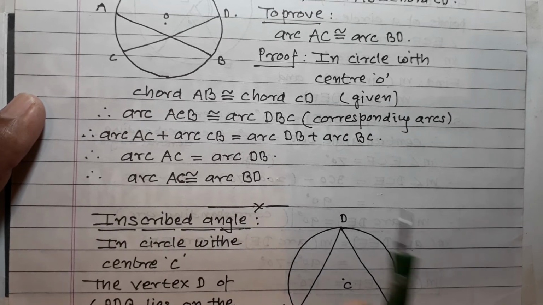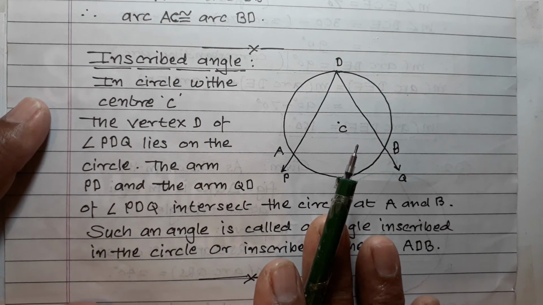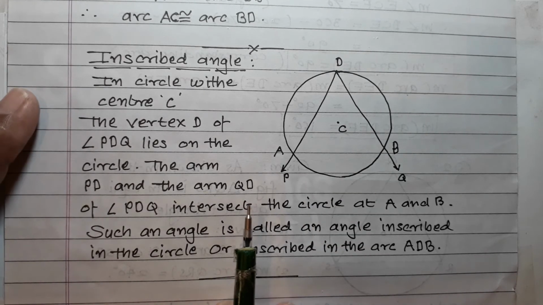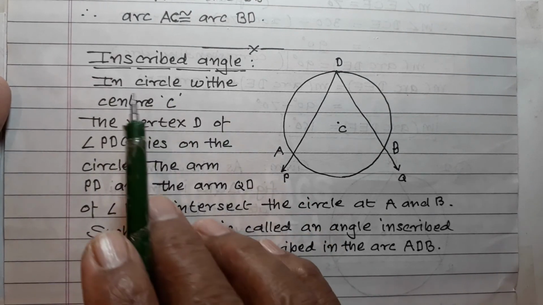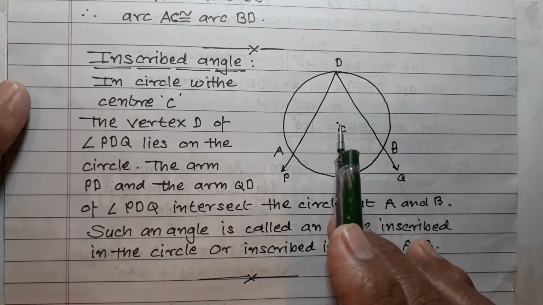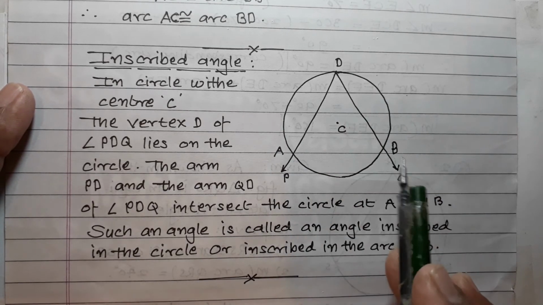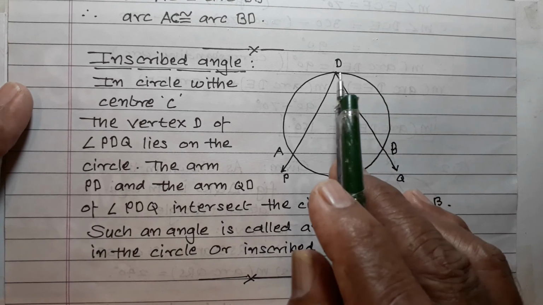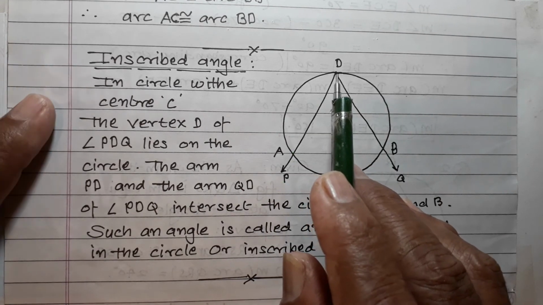Okay. Then I will explain some terms related to the circle. This is very important. Try to understand. Inscribed angle. Now this is a circle given with center C, and in this circle this is the angle PDQ. So the vertex D of this angle is on the circle. So this is important.